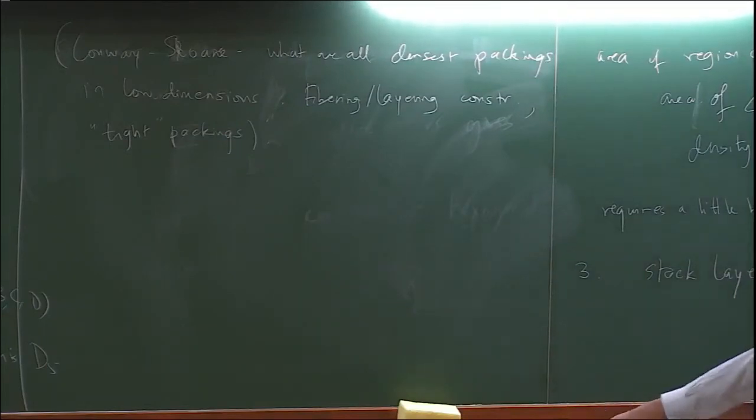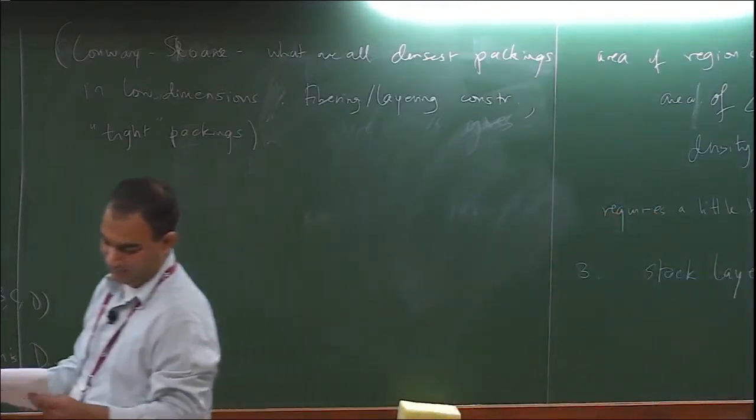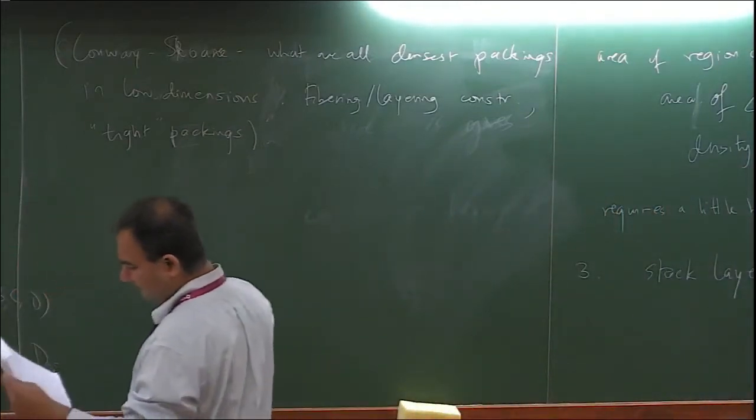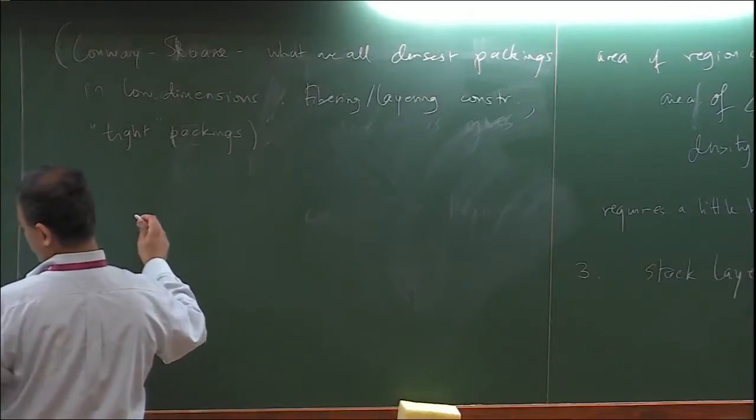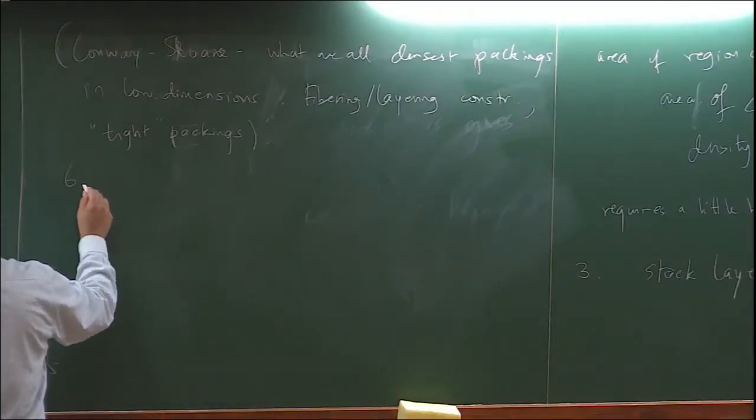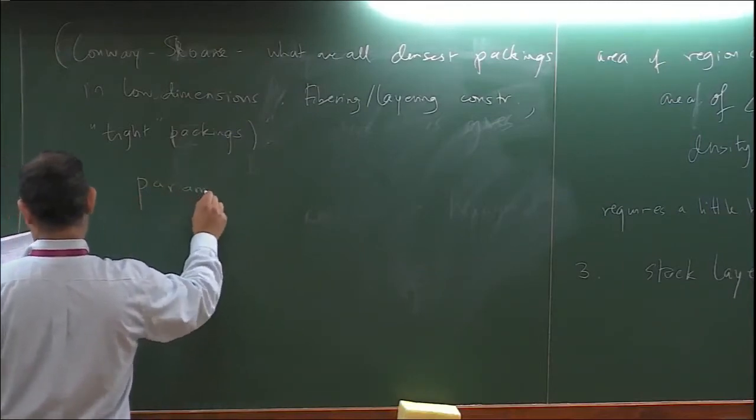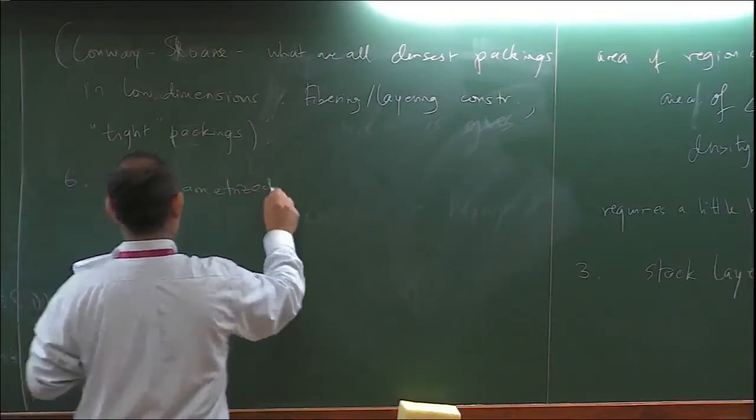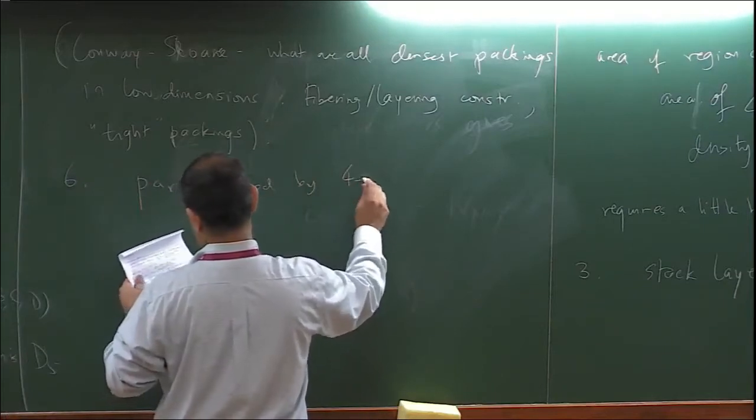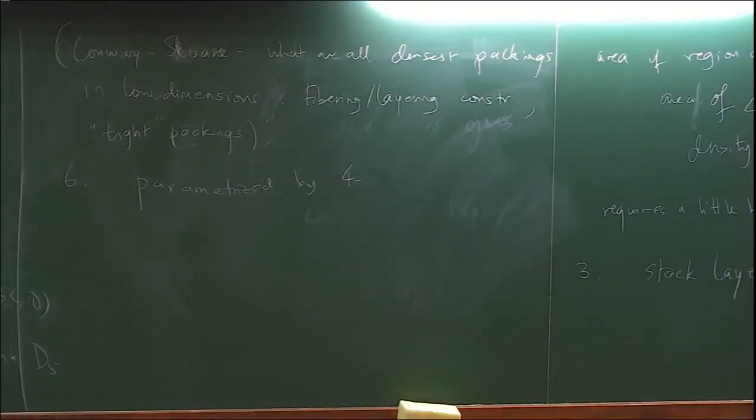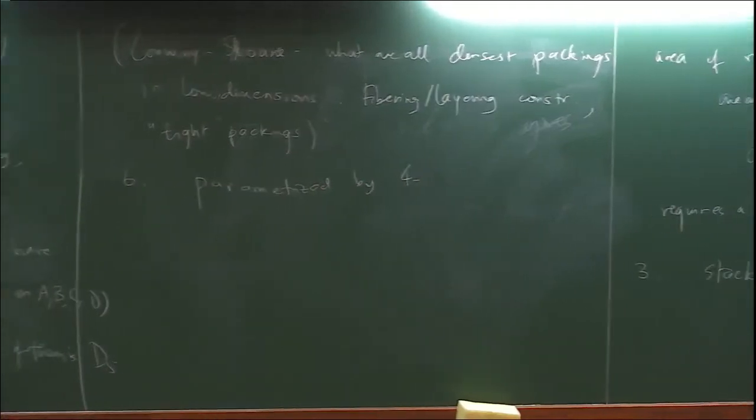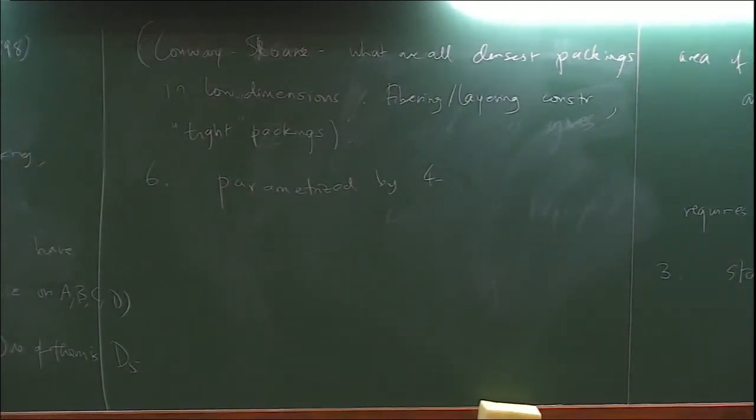So in general, in high dimensions, we don't expect lattice packings to be the best. Let me get to that. Okay, so let me just say in dimension 6, these are parameterized by, you see, in this case, the quaternary strings, you can think of them as colorings of the integer lattice Z. Okay, and Z is dimension 1, which is 5 minus 4.